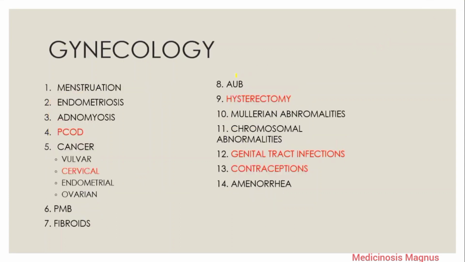For gynecology, first know about menstruation. Then you can read about PCOS, which is an important problem, and the types of cancer. The most common genital tract cancer in India is cervical cancer. Also types of hysterectomy, genital tract infections, and contraception. They also ask about primary amenorrhea, secondary amenorrhea, and Mullerian abnormalities.